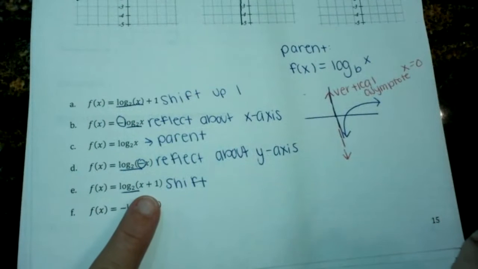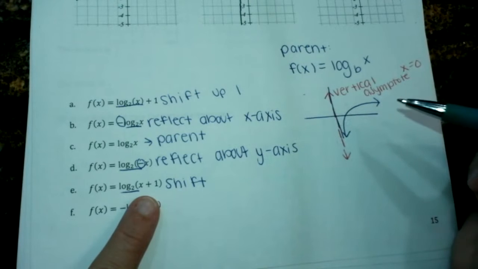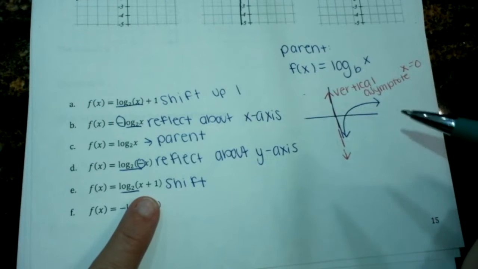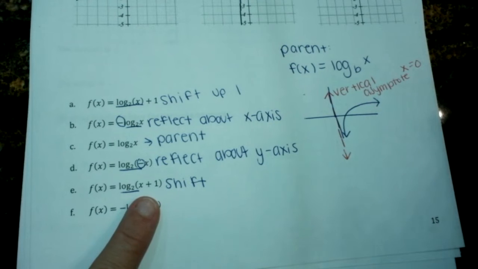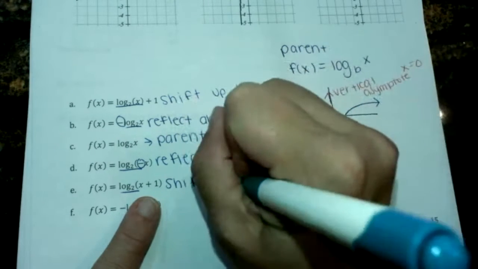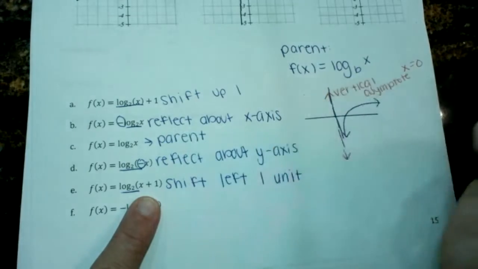It's literally x plus 1, so we know it's affecting our x values. X values are left and right. X values are opposite of what we think. So if we think plus 1, we would think to the right. We're going to actually go to the left 1 unit. So shift to the left 1 unit.